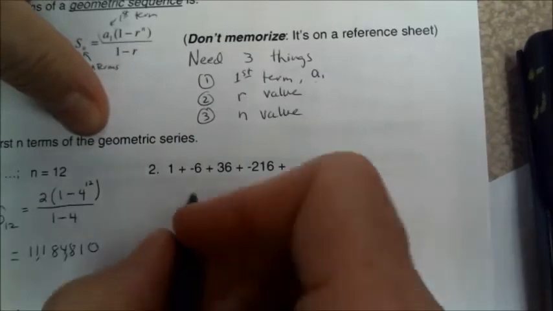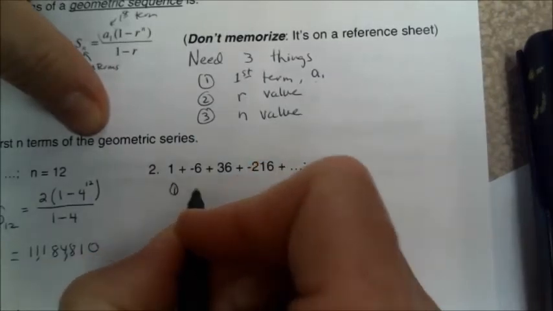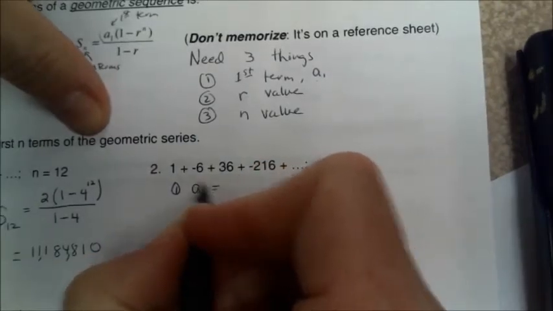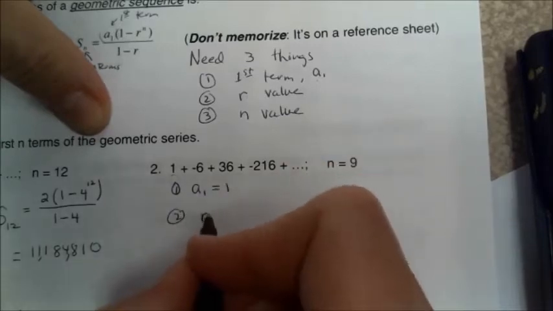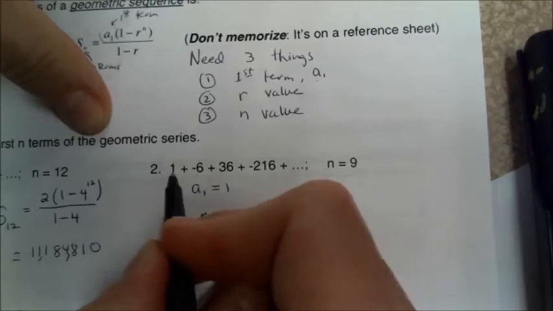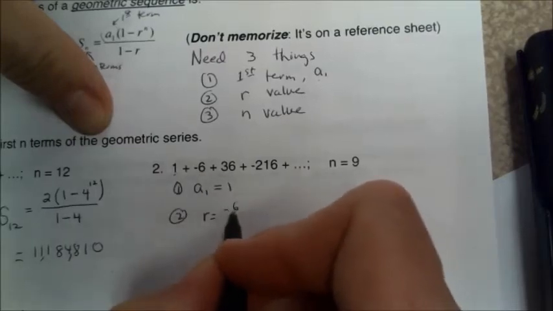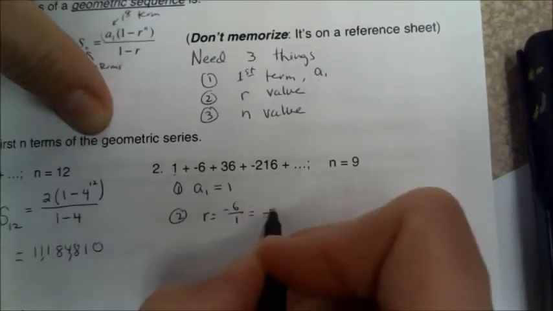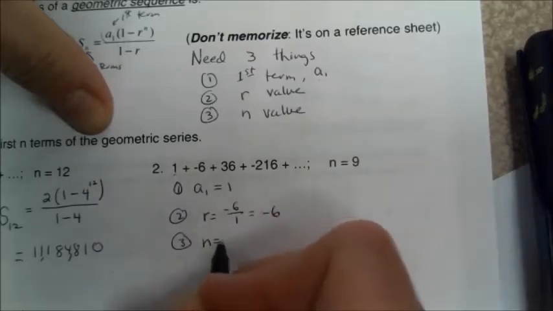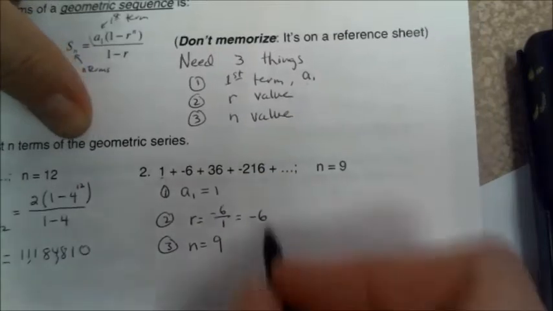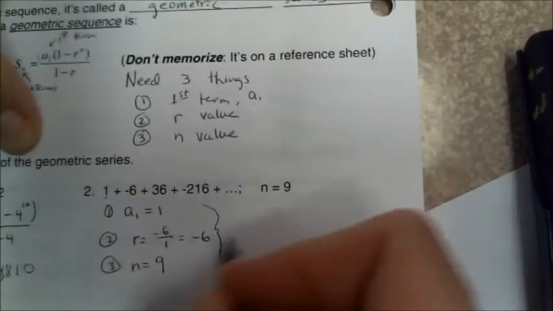Number 2, you need the 3 things. You need the first term, which is 1. You need the R value. R is the second term divided by the first term, which is -6 divided by 1, which is just -6. And the third thing you need is n, and I tell you n is equal to 9. So you can put all those together in the sum formula.